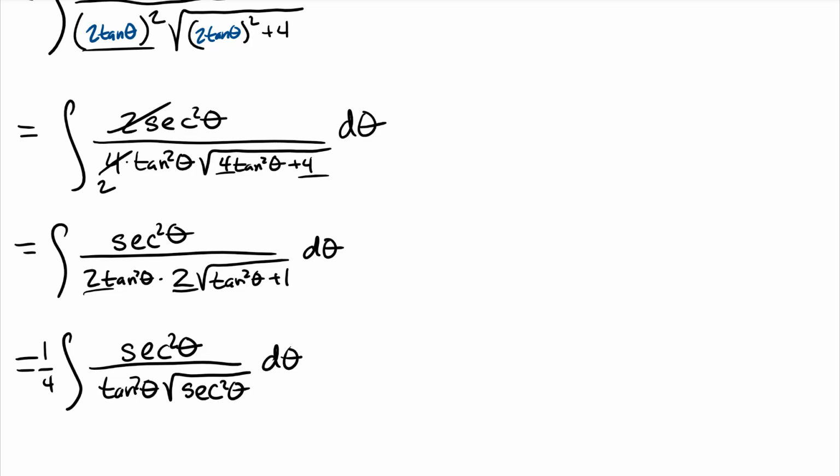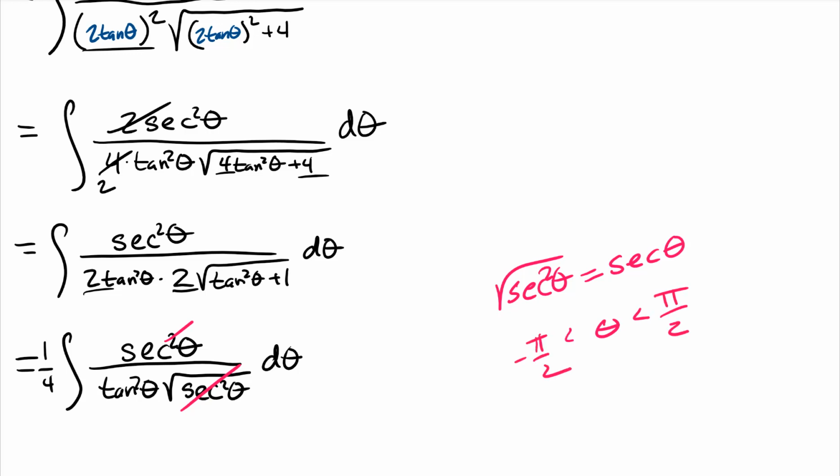And since we're in quadrants 1 and 4, we can take the square root of secant squared and it's just going to be positive secant. So at this point, I'm canceling this and this, because that's just secant when theta is between negative pi over 2 and pi over 2, which is positive. So we can just cancel that out.